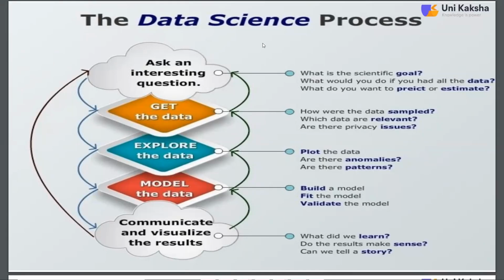The last step is to communicate and visualize the results. After all these steps, what results are we getting and what did we learn? That is important. Do the results make sense? Can we tell a story? The prediction is the important thing, and that should be conveyed in the form of reports. We should communicate with the help of graphs and plots to the end users. So this is the complete data science process, and we are following it for this case study also. Next slide, sir.